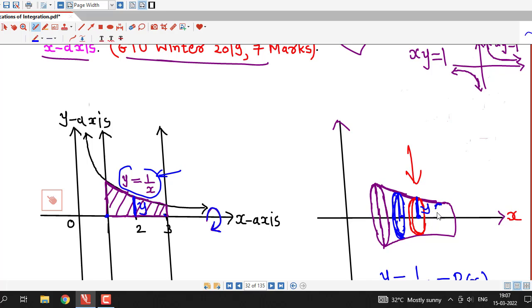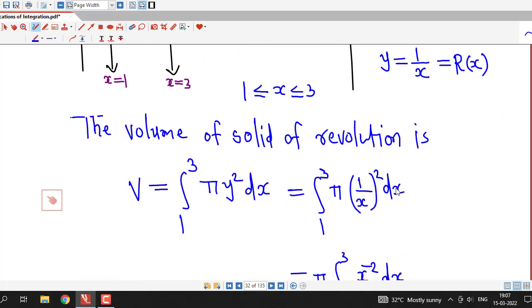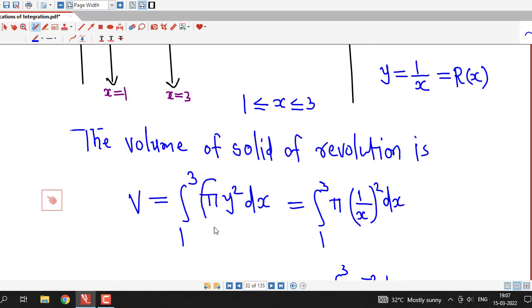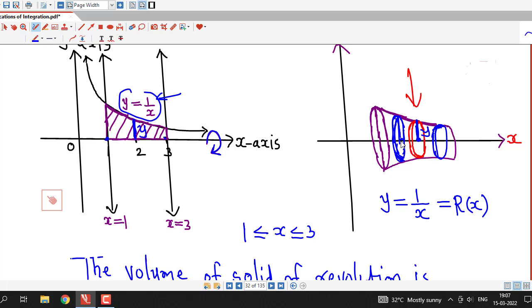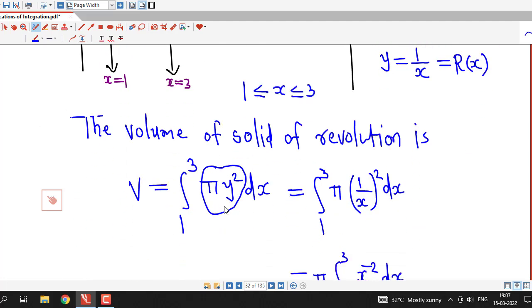So by considering this type of discs, we can obtain the volume of the solid generated by taking the integral of all possible areas. This pi y square is the area of the circular disc. So we are considering all these areas of the discs, and as we are taking the number of discs tending to infinity, the volume will be given by the integral.